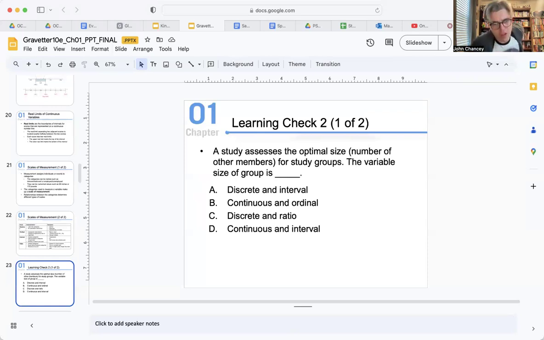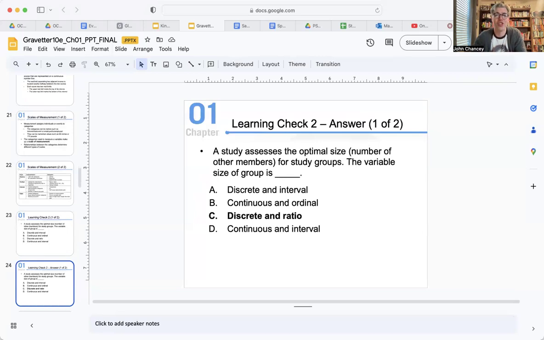Okay, here's another quick learning check. Again, I recommend pausing the video to make sure you understand before moving forward. A study assesses the optimal number of members for study groups. The variable size of the group is A, discrete and interval, B, continuous and ordinal, C, discrete and ratio, or D, continuous and interval. Pause the video and maybe check your comprehension before moving on.